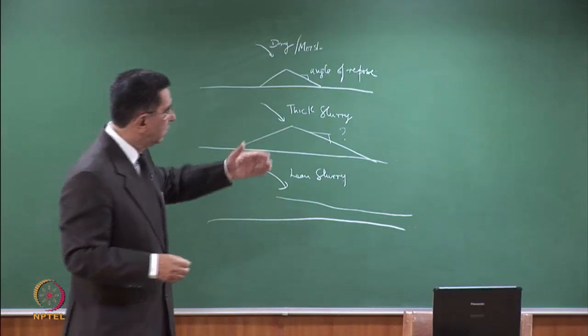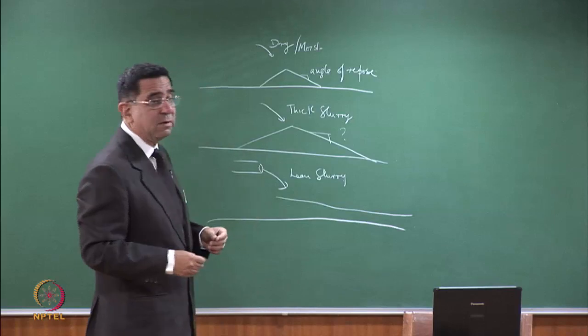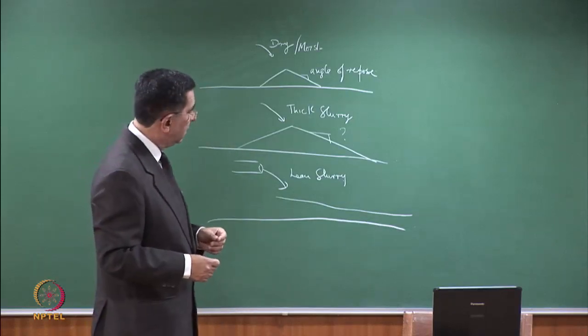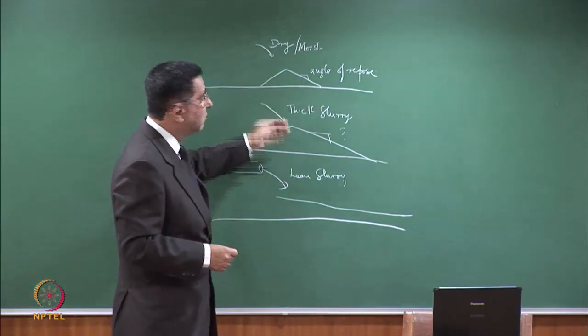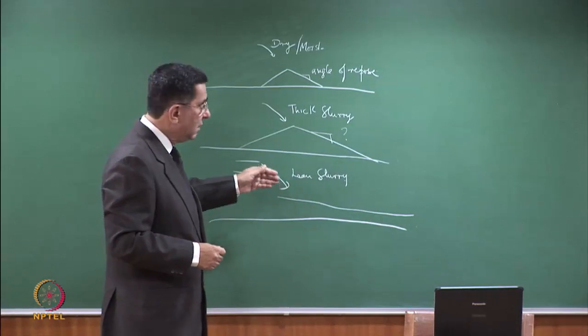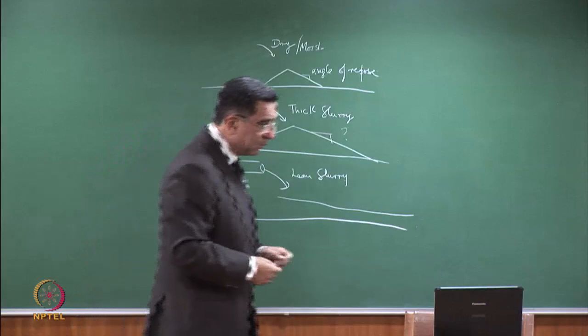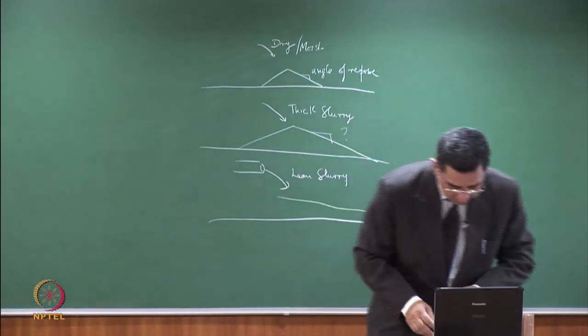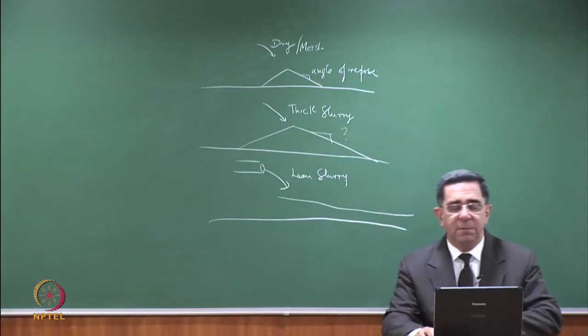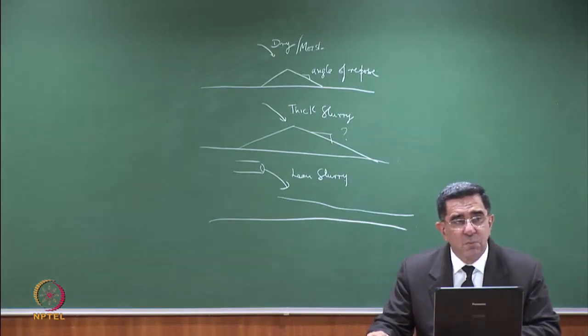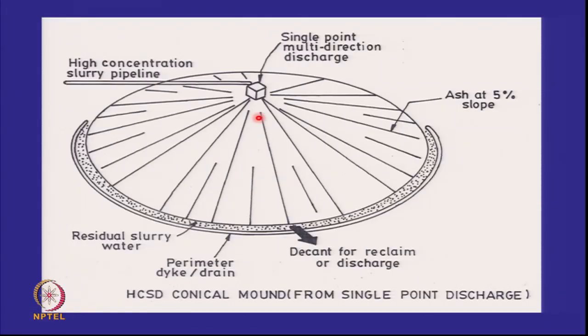So we are going through different angles of repose, as you call it, and lean slurry seems to give you an advantage that it can spread by itself. So let's look at high concentration slurry disposal. What is our experience so far? This comes more from the mining industry than from the ash industry, so more for mine tailings, but it's now being adopted in India for ash as well.